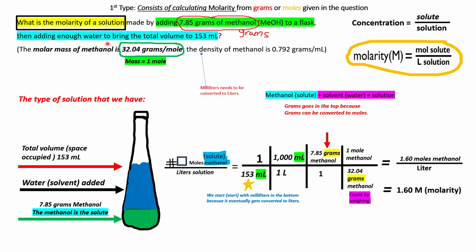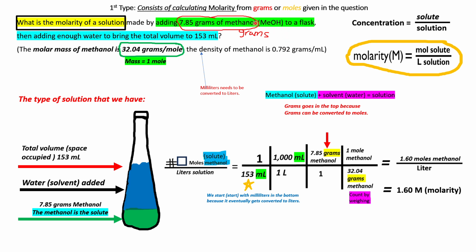So the question is asking, what is the molarity of a solution made by adding 7.85 grams of methanol to a flask, then adding enough water to bring the total volume to 153 milliliters? The molar mass of methanol is 32.04 grams per mole. The density of methanol is 0.792 grams per milliliter. Okay, so it's a bunch of information in here for sure.